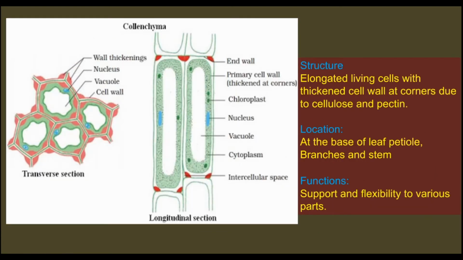Next is collenchyma. Elongated living cells with thickened cell wall at corners due to cellulose and pectin. They are present at the base of the leaf petiole, branches and stem. Their function is support and flexibility to various parts.